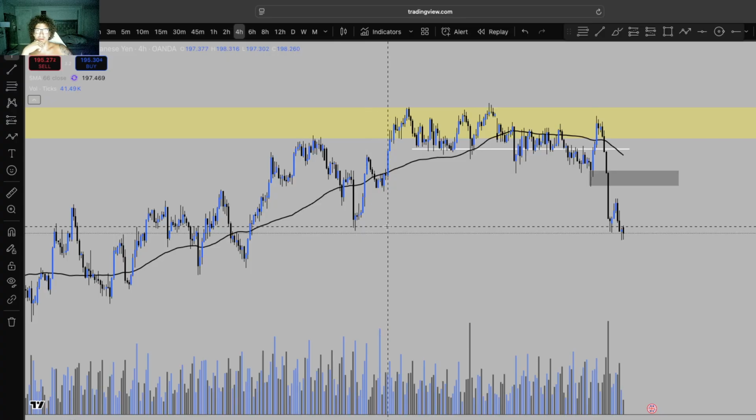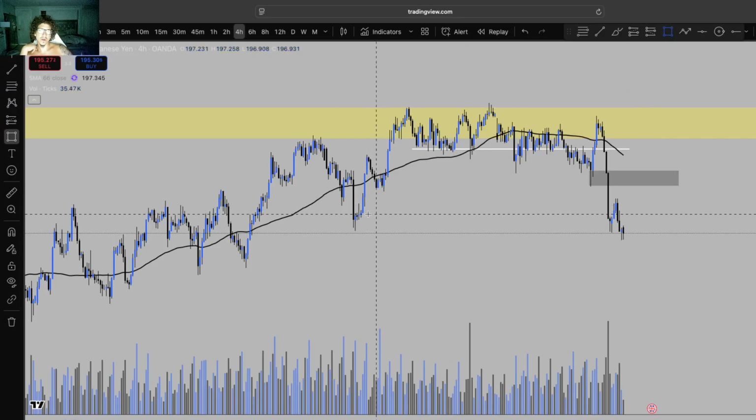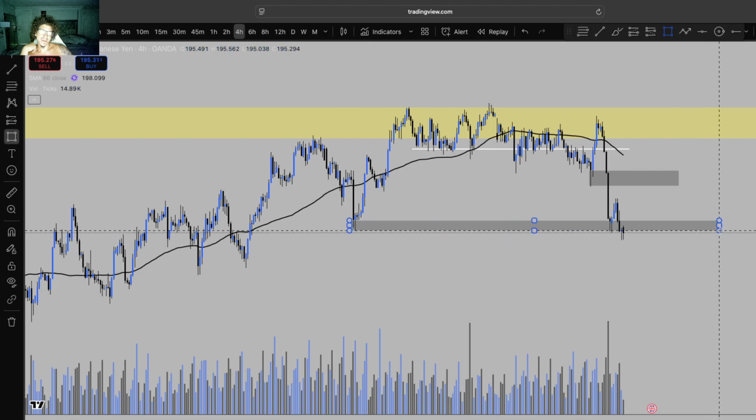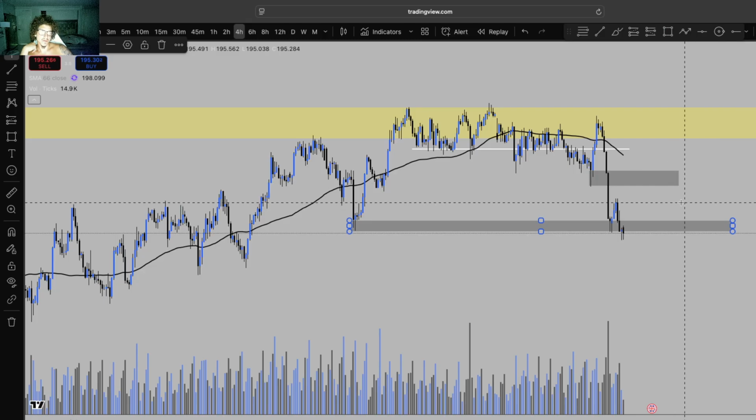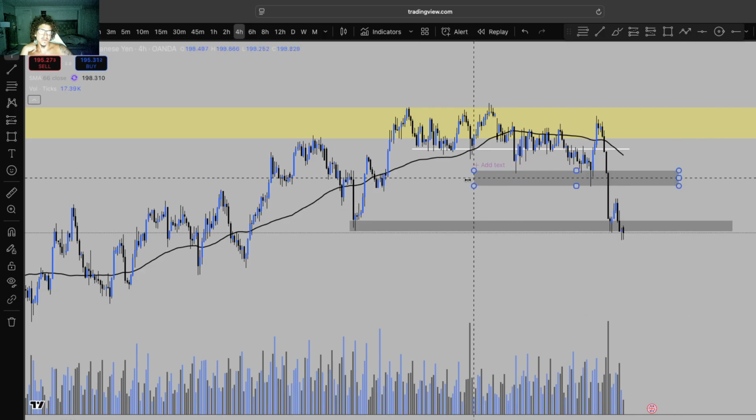Okay, so the second exhaustion area that I'll mark is right here. Drag it across. And look how perfect it touched the other zone, all right? I'm pretty sure if we drag this across, there's, you know, all of this. Look at this. Look at this.